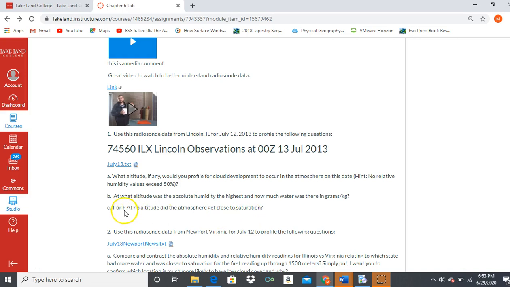And that simply is just reiterating question A here on question set 1. Since no altitude had relative humidity readings over 50%, I'm basically saying the chance of cloud development was low. At no altitude did the atmosphere get close to saturation. That's basically another way of saying at no altitude did the air get close to producing cloud cover. And so it was probably a clear sky day.